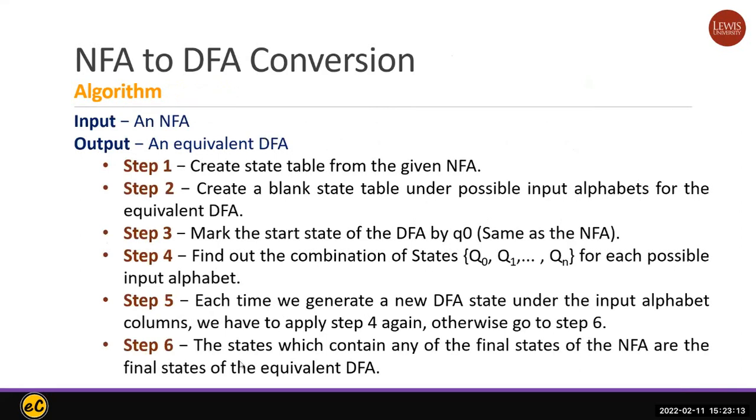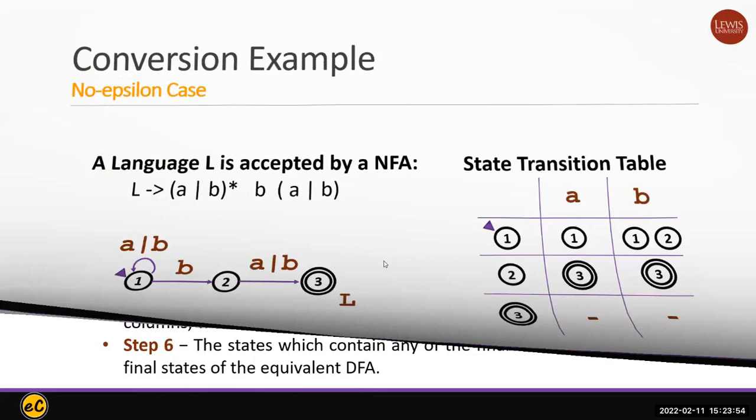So here we have the algorithm to convert an NFA to a DFA. Number one, create a state table from a given NFA. Number two, create a blank state table under the possible input alphabet for the equivalent DFA. Number three, mark the start state of the DFA by Q0. Number four, find out the combination of states for each possible input alphabet. Number five, each time we generate a new DFA state under the input alphabet. Number six, a state which contains any of the final states of the NFA is a final state of the equivalent DFA. Okay, these are the algorithms. We'll come back to them later. You may not understand it, but let's look at examples.